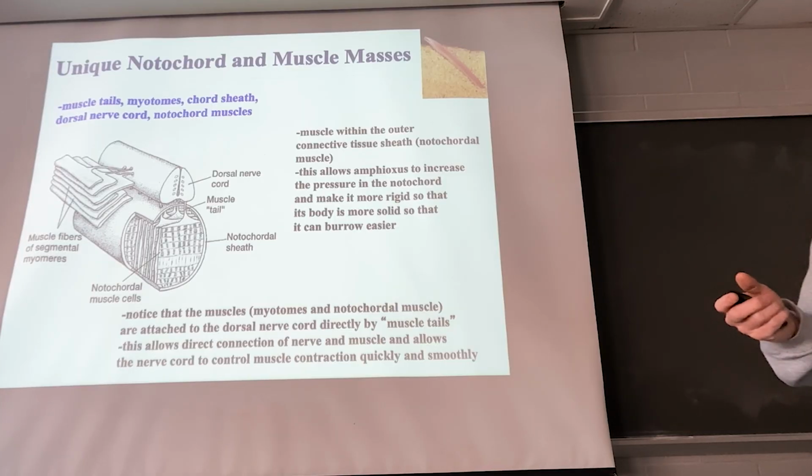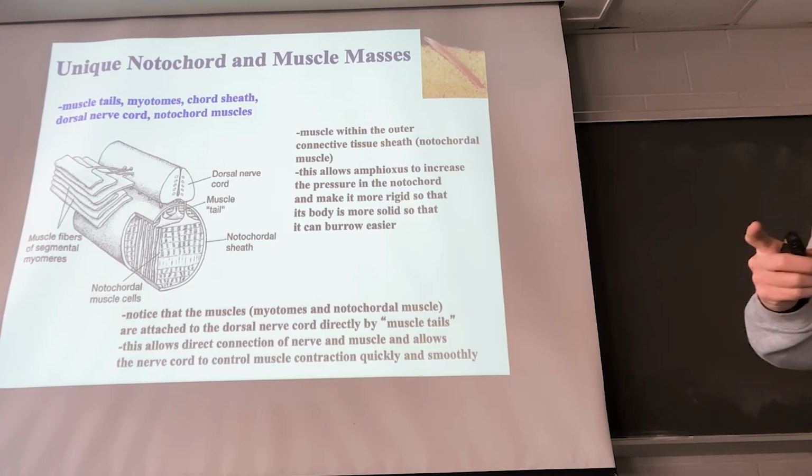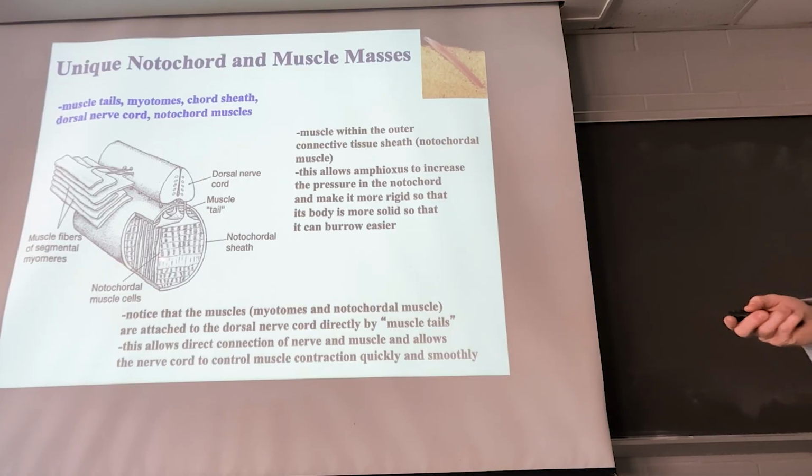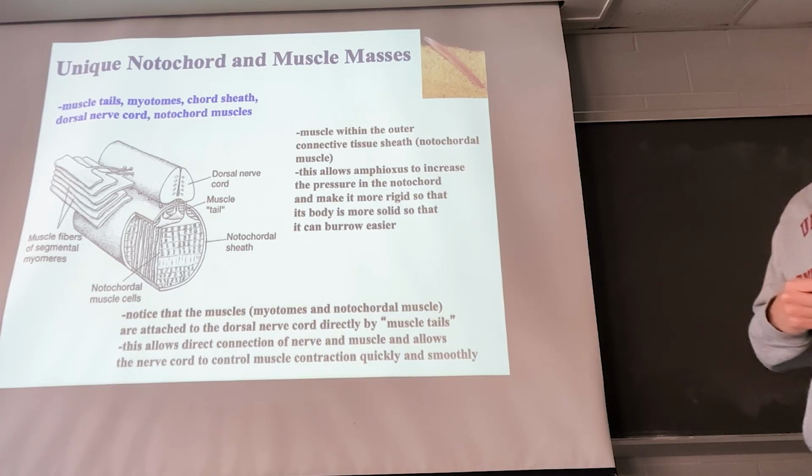If they just want to swim really fast, then they want their notochords to be really bendable. They relax these muscles so that the hydrostatic pressure is less and the rod, or the notochord, is more bendable. So they can contract and relax these muscle tissues within the notochord to produce varying degrees of bendability and rigor to the notochord. And they use that when they're swimming.